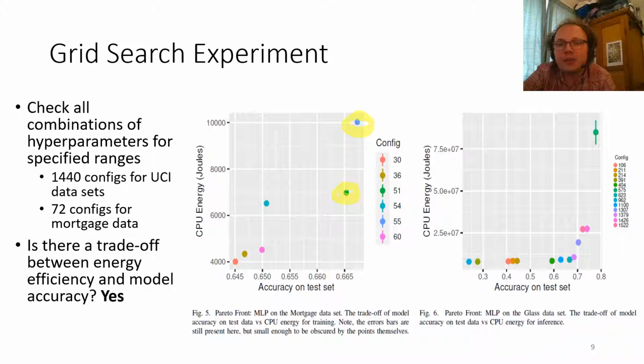The plot on the right is on the GLASS dataset, and it is inference energy versus accuracy on test data, and we see the same kind of thing. So we've got a very high energy, high accuracy model, but we can drop 2/3 of the energy here, and we've only dropped something like 3 or 4% of the accuracy.